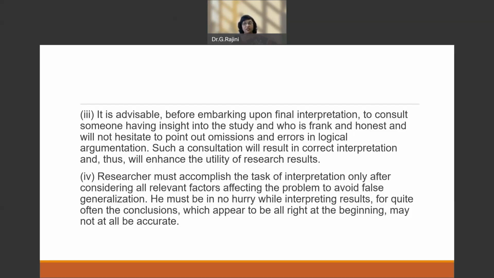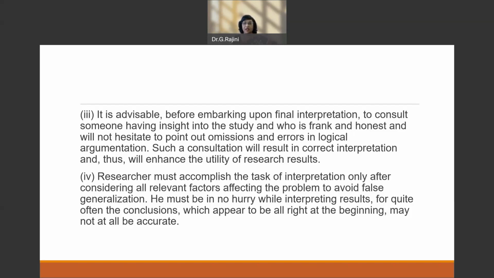So the researcher must also accomplish the task of interpretation only after considering all relevant factors affecting the problem, in order to avoid false generalization. So we are going to generalize the entire findings to the total population. So we should be very careful while doing so.